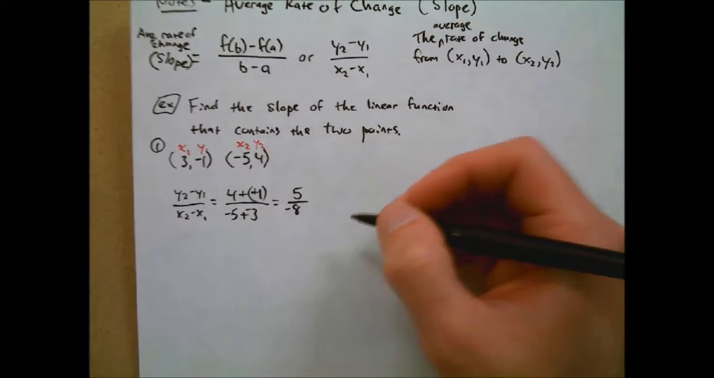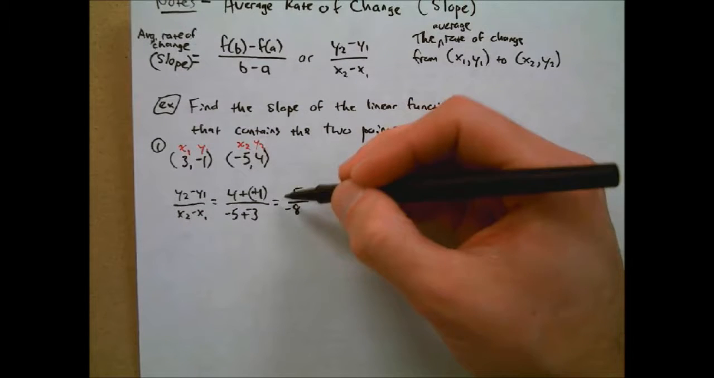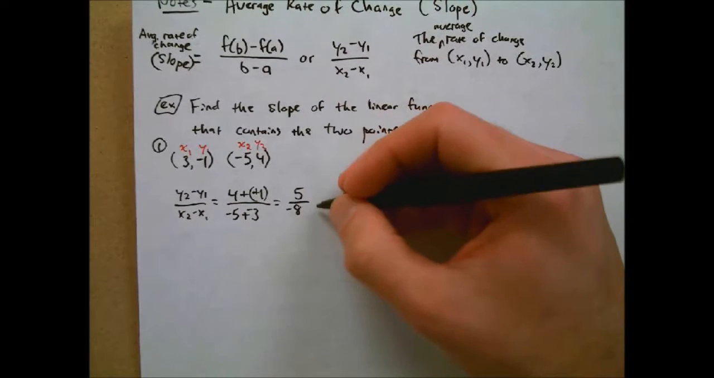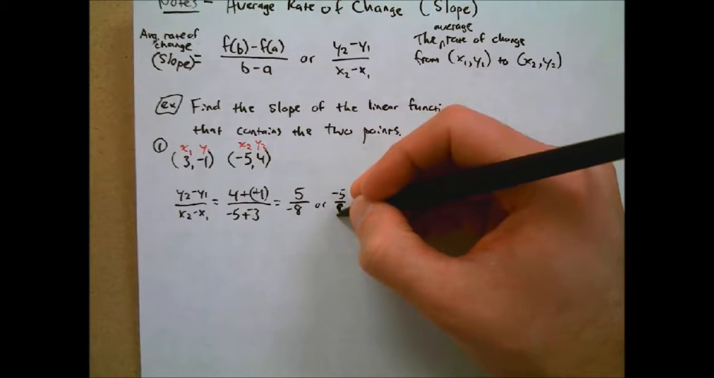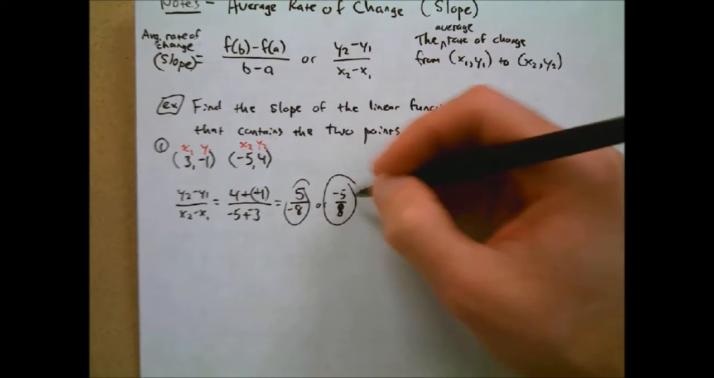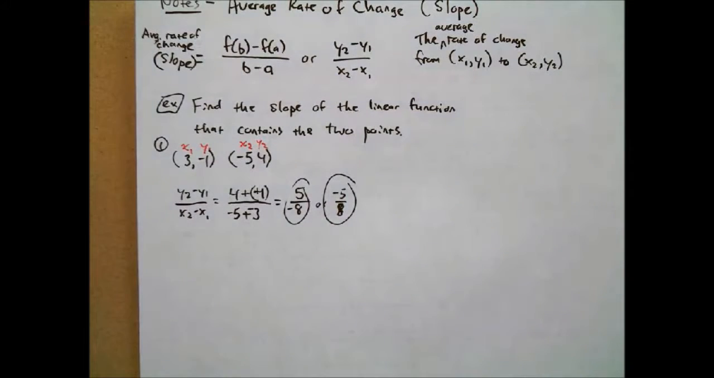So what's my slope? 5 over -8, or if you like, you can make it -5 over 8. It's really your choice. Oops, I wrote that awful 8. There we go. So this one or this one, your choice, how you want to describe it. They're the same thing. Okay?